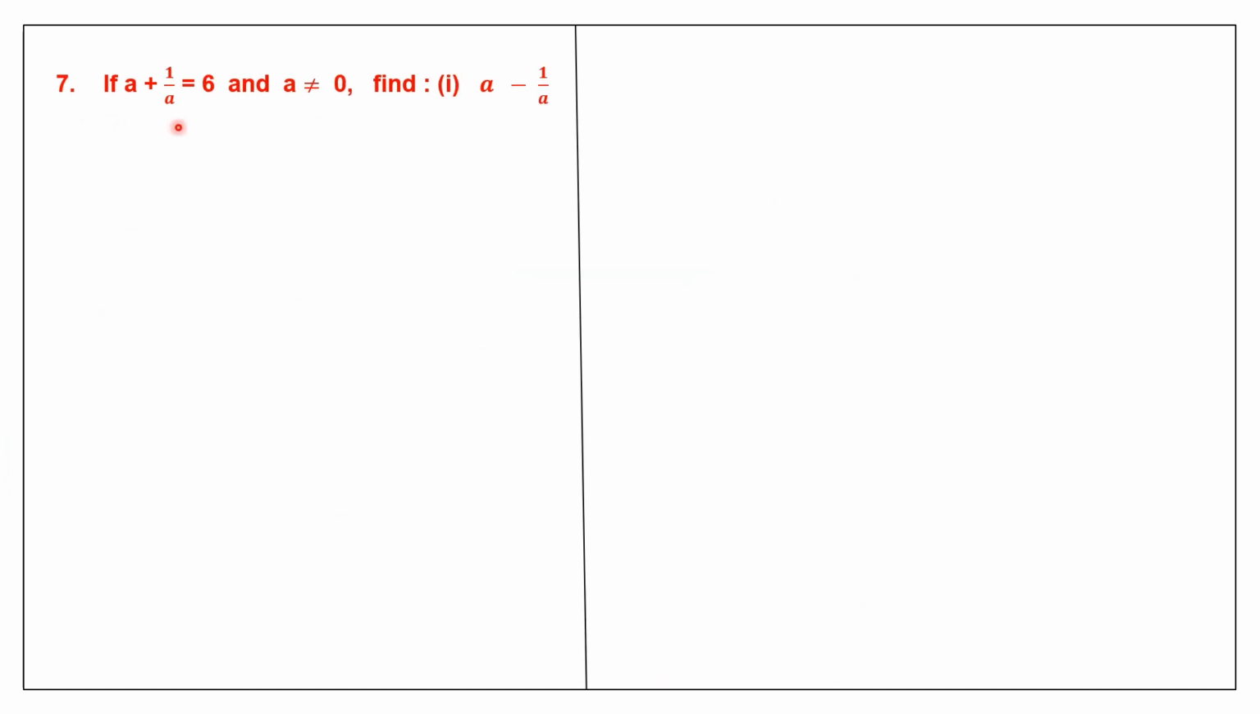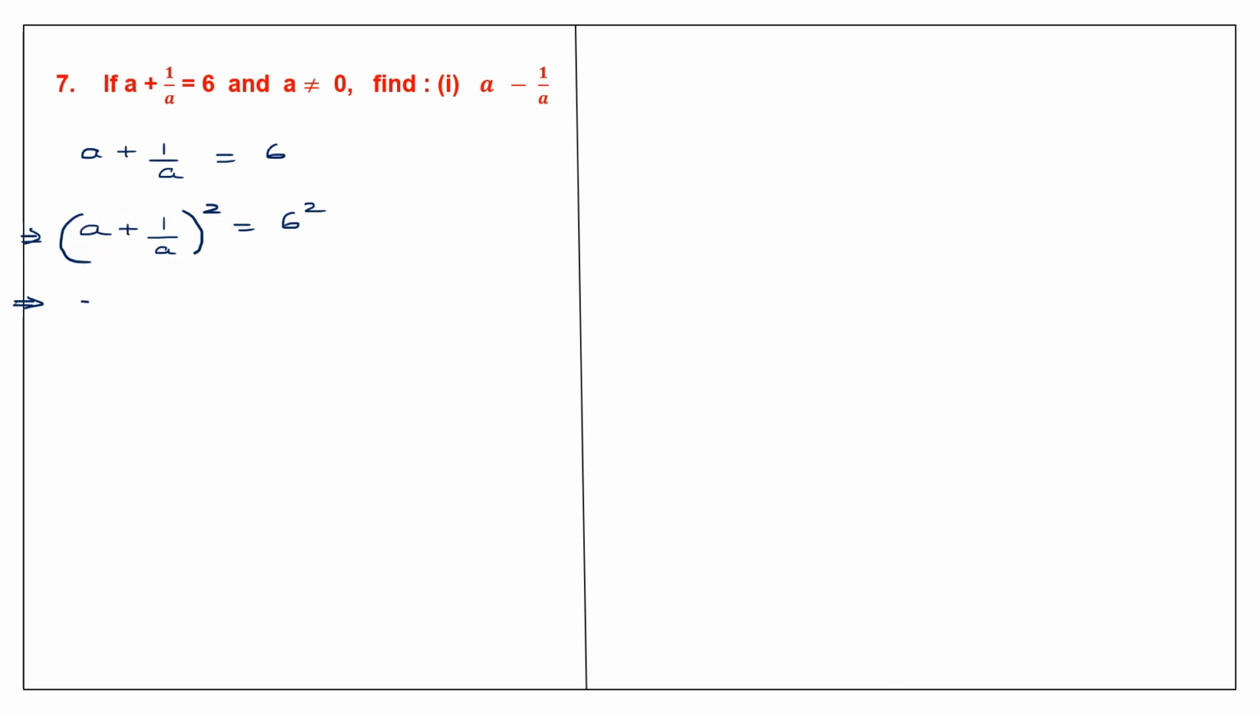Question 7. If a plus 1 by a is equal to 6 and a is not equal to 0, find the first one, a minus 1 by a. Now let's take what is given to us in the question. So we've been given a plus 1 by a is equal to 6. Now let's square both sides. So a plus 1 by a, let's square this side and the right hand side, which is 6 square. So in this equation, we're going to square this up. Now we know the expansion for (a plus b) the whole square. So this is in that form, (a plus b) the whole square.